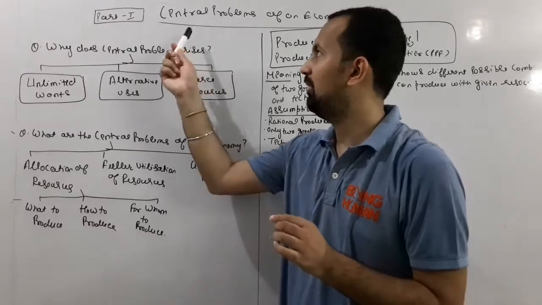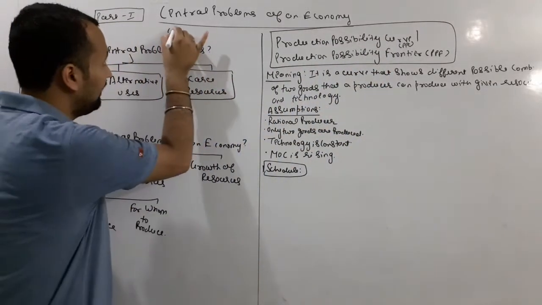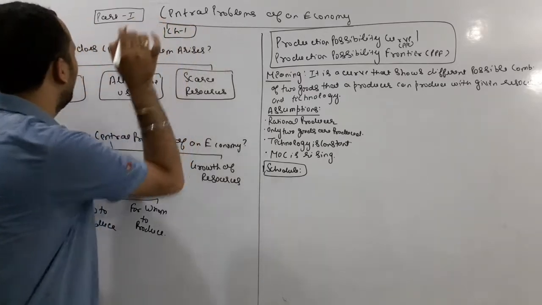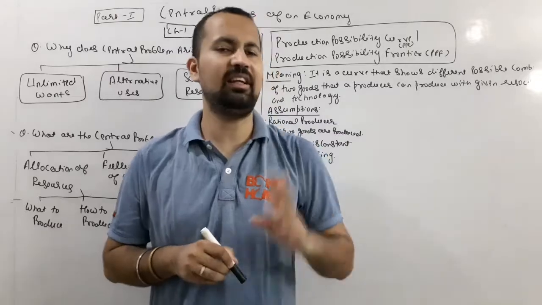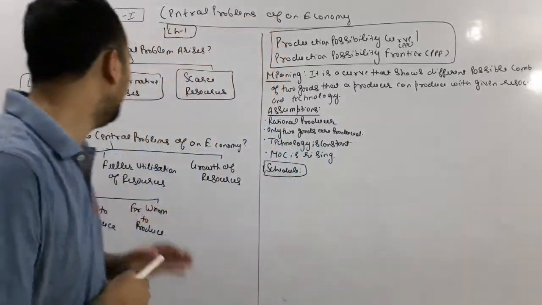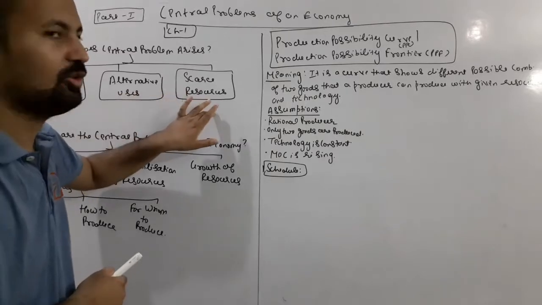So today we are going to start with the first chapter, that is central problems of an economy. First chapter is central problems of an economy. So our first question is, why does central problem arise? Three reasons were there. First is unlimited wants. Second is alternative uses. Third is scarce resources.